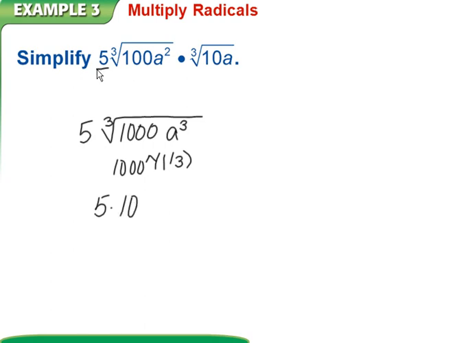So 5 times 10, and then the cubic root of a cubed is just going to be A. So the answer here is 50A. Do we need absolute value bars? It's an odd root, so we do not.